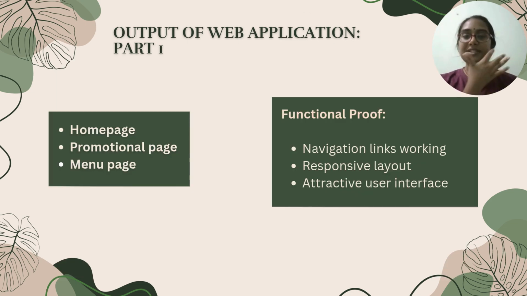So this slide shows the first part of our website demonstration. The home page introduces the FitMeal Hub brand with clear navigation links to other pages. The promotional page highlights discounts and special meal offers to attract users. For the third one, the menu page highlights the food items in a structured card layout with images, descriptions, and prices. We focused on visual appeal, easy readability, and smooth navigation across all the pages.